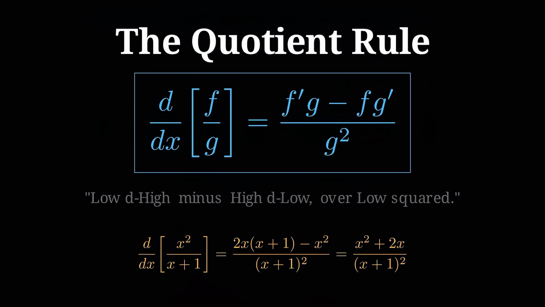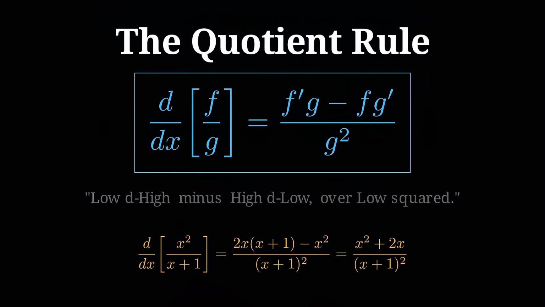For example, the derivative of x squared over x plus 1. Low is x plus 1, high is x squared. Low d high: x plus 1 times 2x, minus high d low: x squared times 1, over low squared: x plus 1 squared. Simplify to get x squared plus 2x over x plus 1 squared.